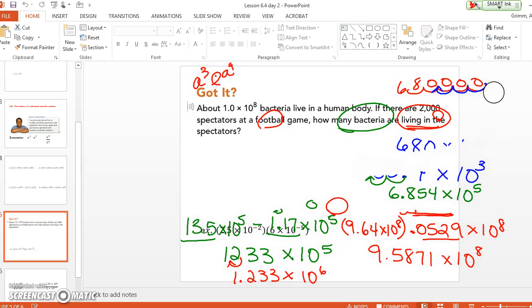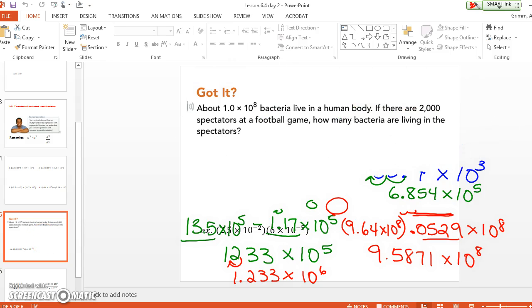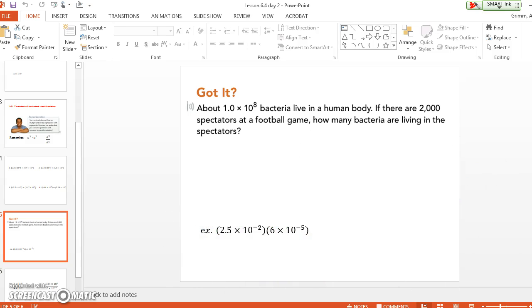All right, so what happens if they give it to you in a word problem? Yay! Word problems make us happy. About 1.0 times 10 to the 8th bacteria live in the human body. That's really disgusting. If there are 2,000 spectators at a football game, how many bacteria are living in the spectators? I know, right? Gross.